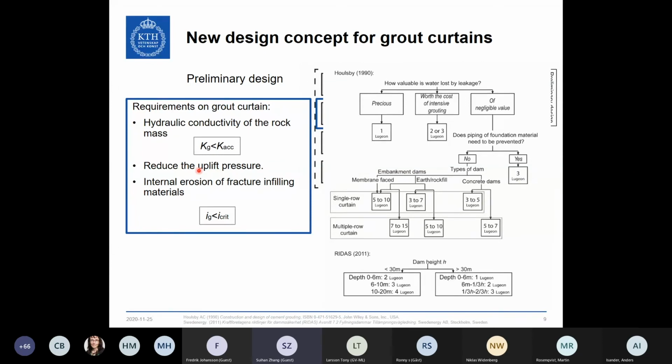And the second requirement is to reduce the uplift pressure, and this can be done by working together with the drainage, and also to avoid internal erosion of the fracture filling material. This can be controlled by limiting the hydraulic gradient in the grouted area.